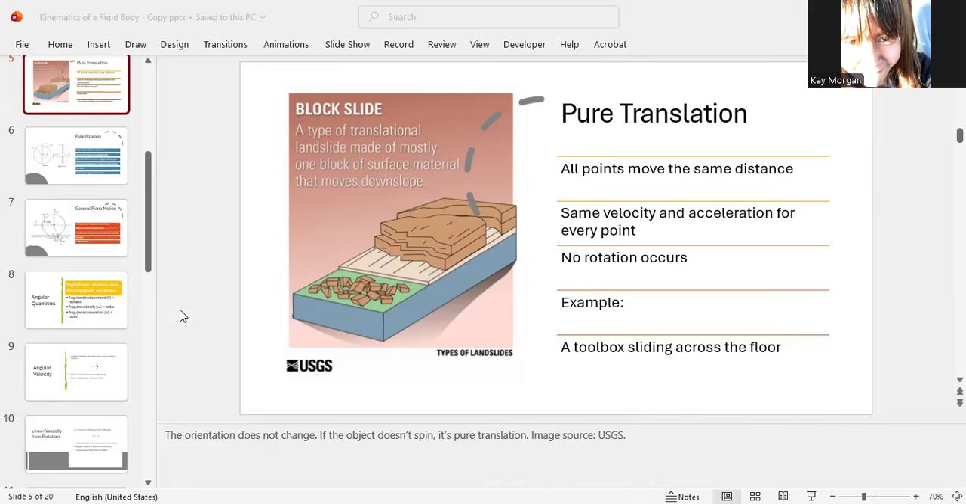Okay, so all points on the rigid body move the same distance. And of course, they're gonna move in the same direction. So that means every point on that object has the same velocity. We're taking some distance over some time. Since they're taking the same distance, they are going to have the same velocity, because we're looking at that distance over the same time.